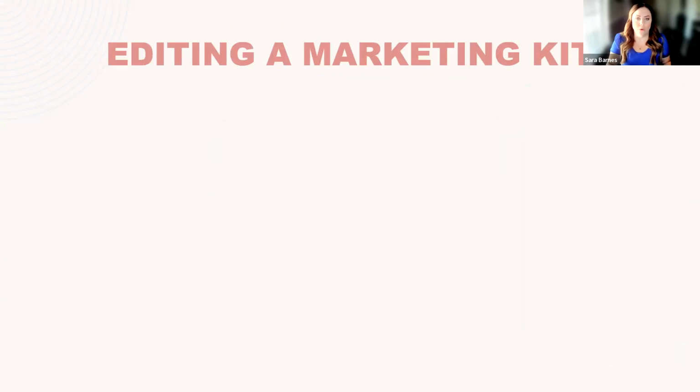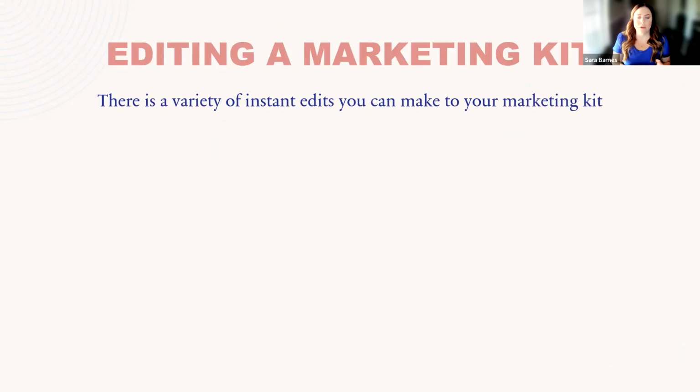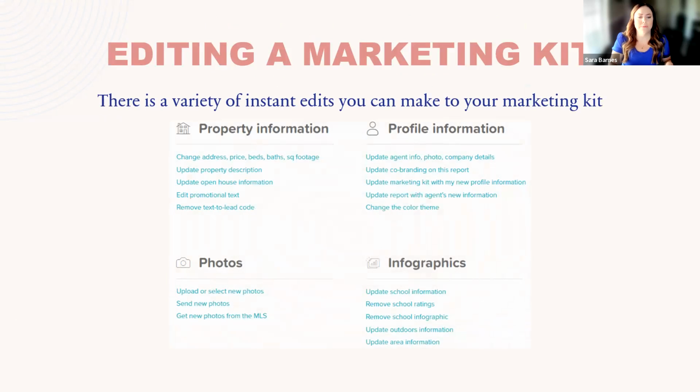Editing a marketing kit. There's a variety of instant edits that you can make to your marketing kit. This is what it'll look like. I'm happy to pop back over to ListReports if you want, and I can show you a live edit here. But basically, let's say that you are dropping the price. You can change the price without having to create an entirely new marketing kit. Update the property description, open house information, remove the text-to-lead code. That's what I did for that agent that reached out. Any of the photos, the school graphics.